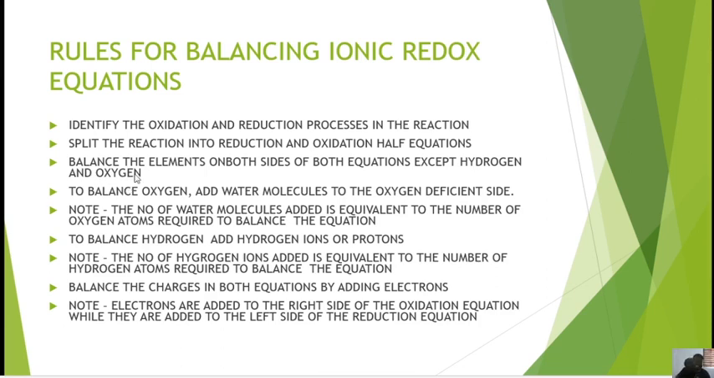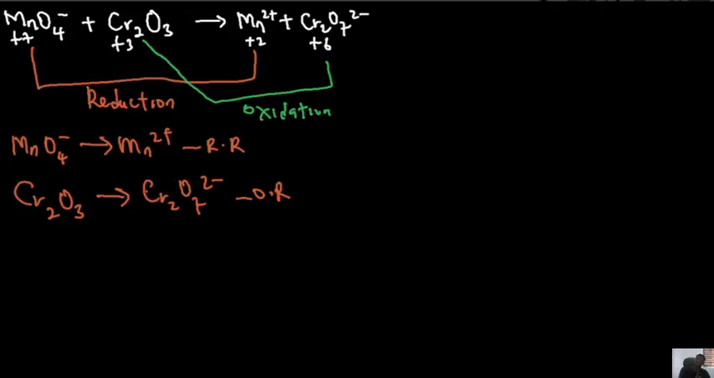The next rule is to balance the elements on both sides of both equations except hydrogen and oxygen. So we're going to be balancing every other element, but we're not going to balance oxygen or hydrogen, simply because balancing of hydrogen and oxygen has a different method. So you have that there is one Mn here, one here, so it's balanced. Two atoms of chromium here and two atoms of chromium here, so it's balanced. But if you had a situation where, let's say, you had C2O4 2- and then something like CO2, this is 2 here, this is 1, so you put 2 here and it balances out. For a situation where the elements are not balanced, you should balance them before you talk about oxygen and hydrogen. Now, we go to the next step.